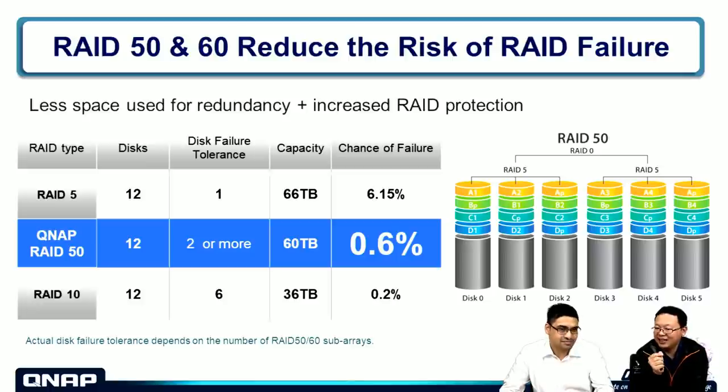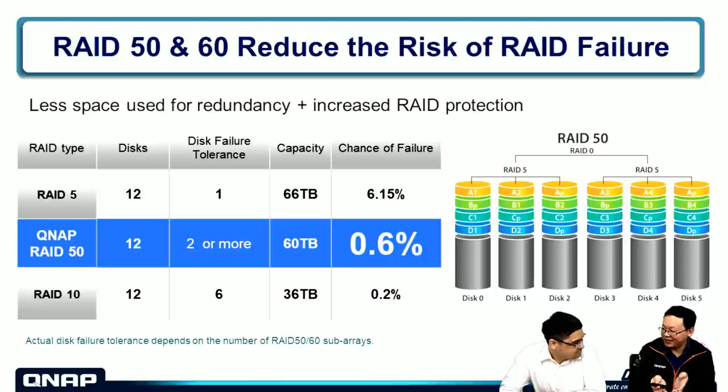So the best RAID protection is RAID 10. In this case, you can see the risk is 0.2%. But in the new QTS, we support RAID 50 and 60. After the same calculation, we get about 0.6%. That improves a lot, actually. Not as good compared to RAID 10, but compared to RAID 5, it's a lot better, and you get more capacity. It's a balance between space and the chance of failure. RAID 50 and 60 are pretty good. That's why we support RAID 50 and 60 this time.